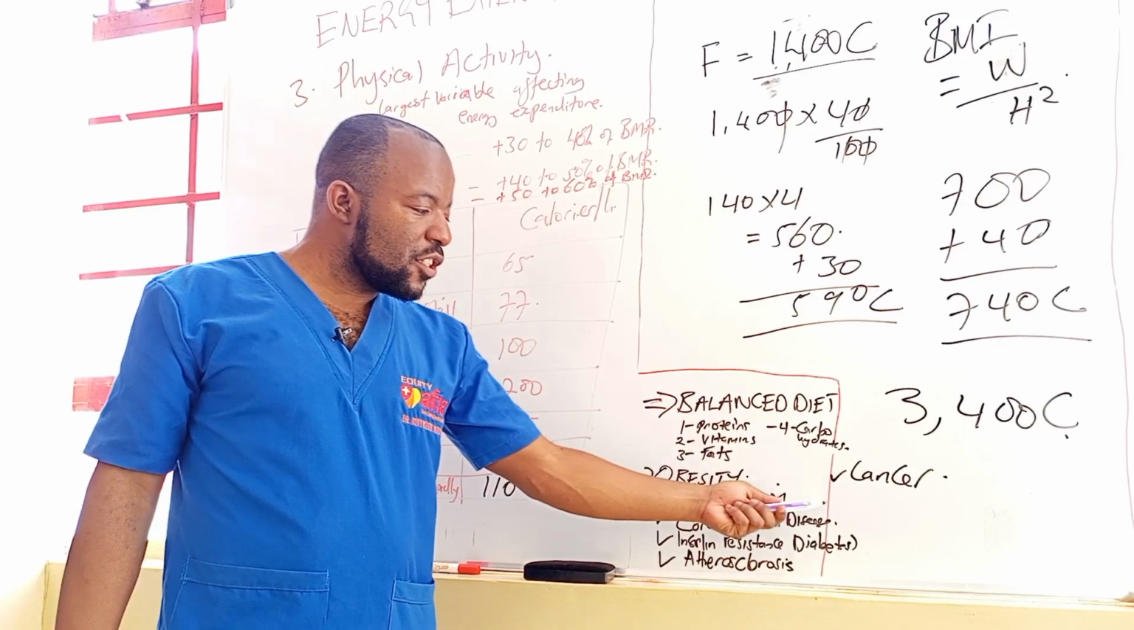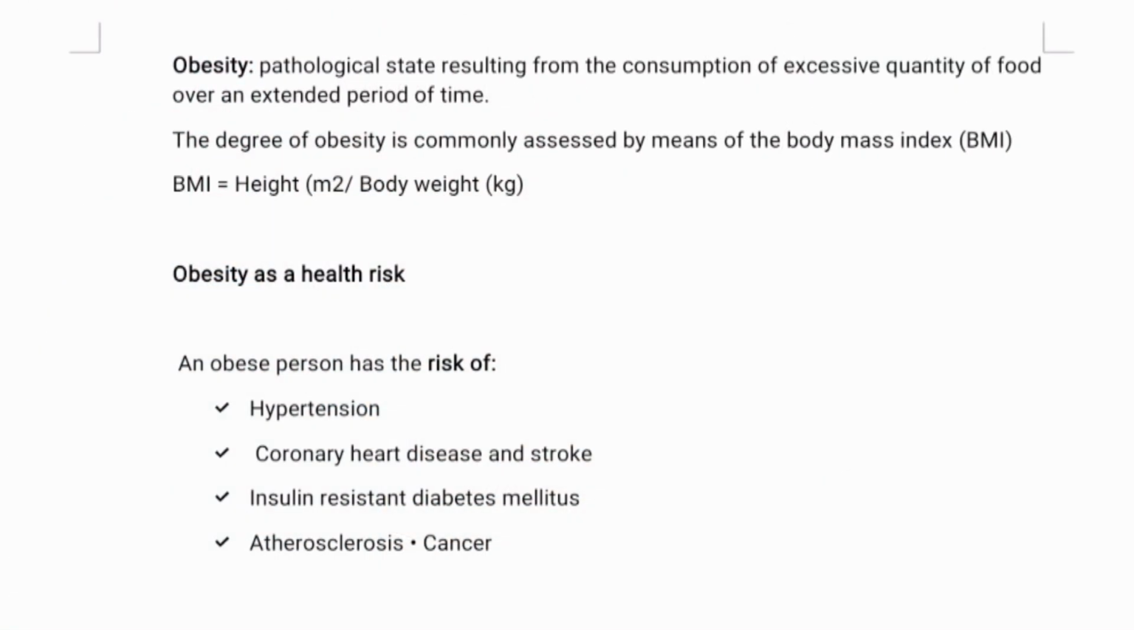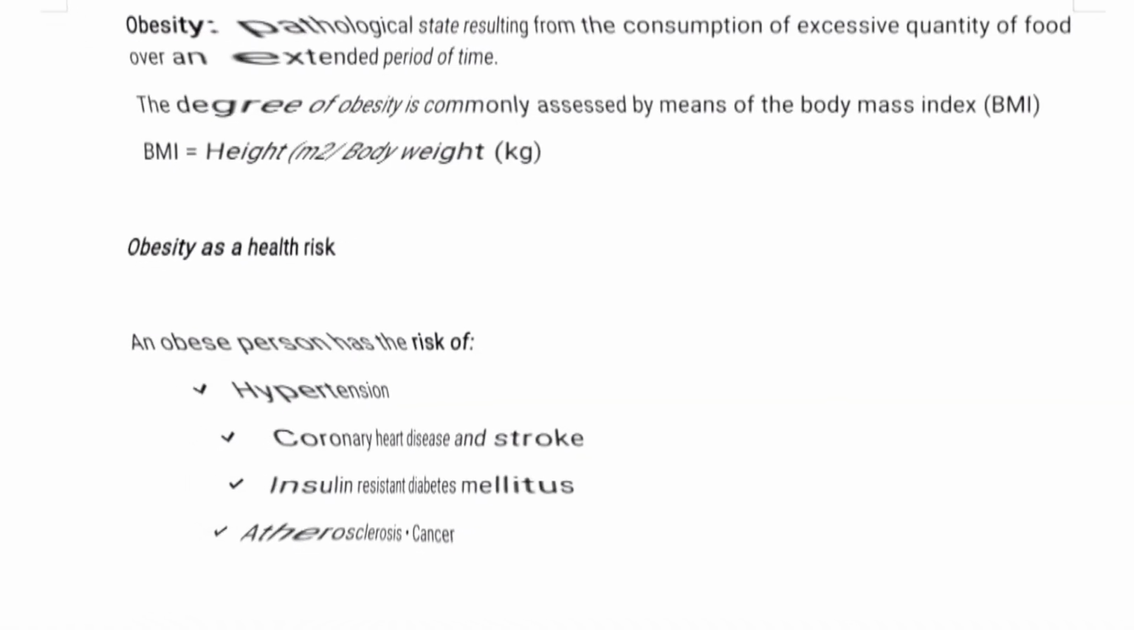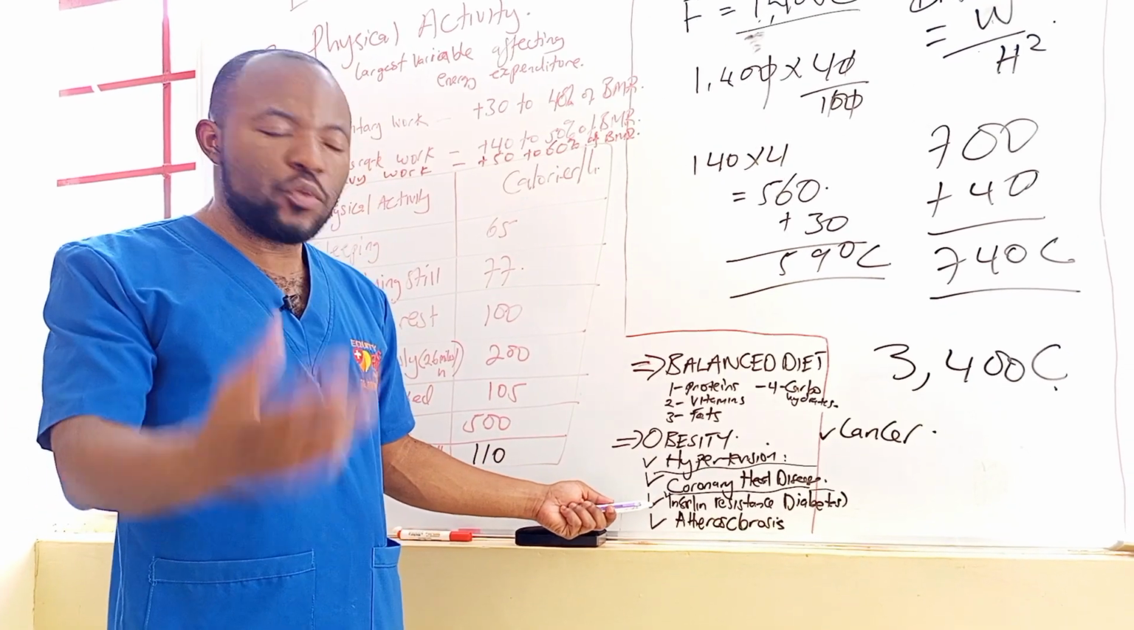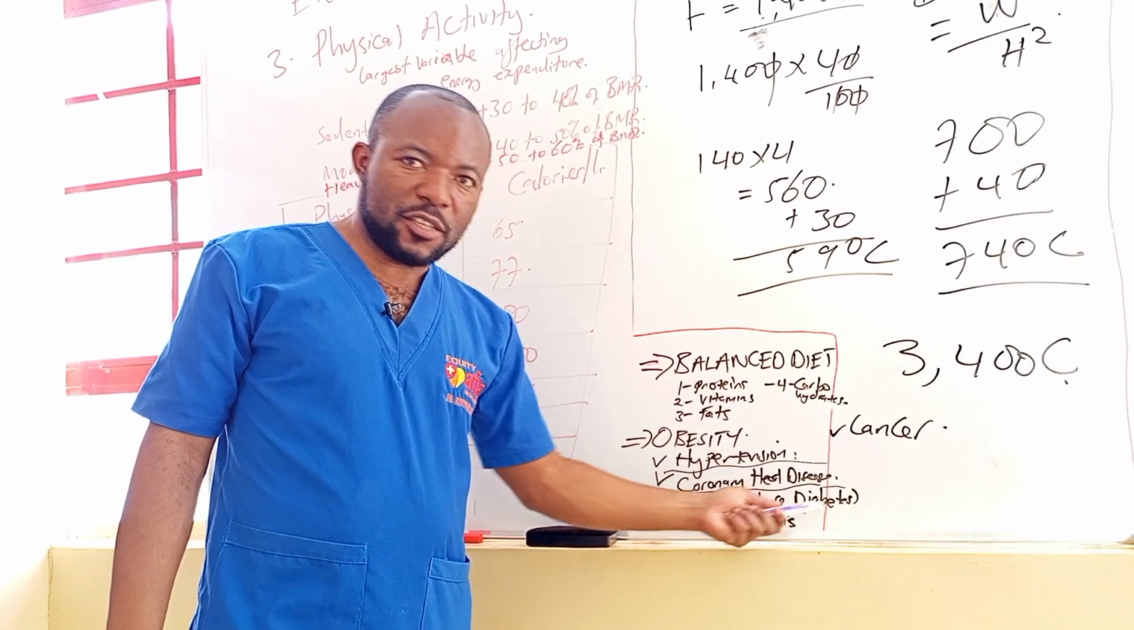And the lifestyle diseases are, among them, you're going to get hypertension, that is high blood pressure. You're going to get coronary heart disease. Your heart is going to begin having issues. It's going to fail with time. You're going to get insulin resistance, diabetes.